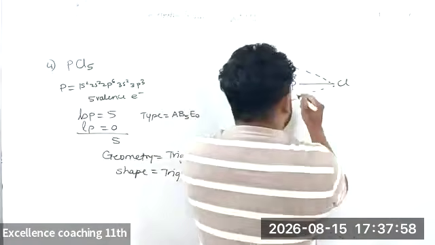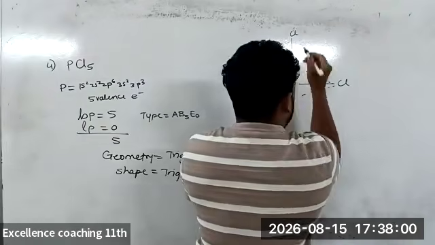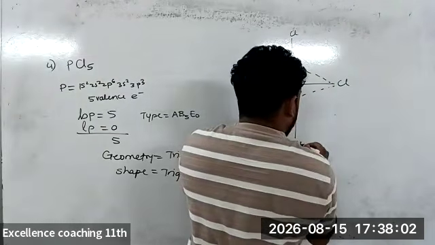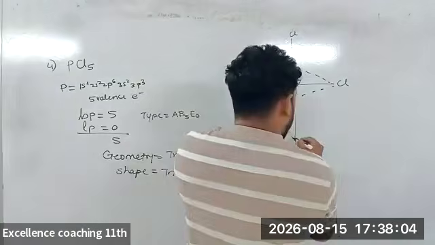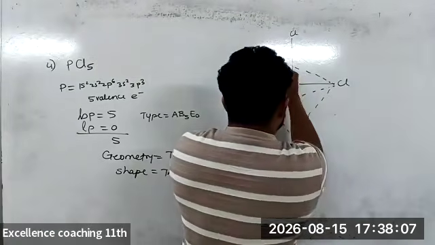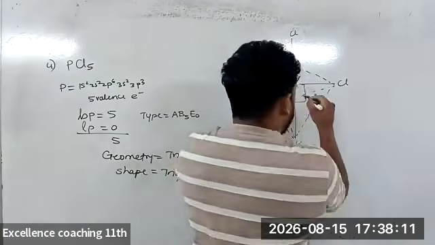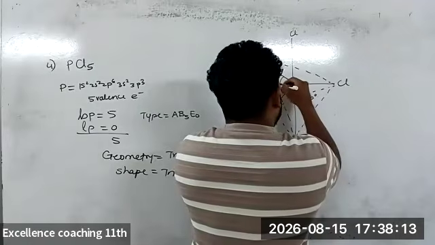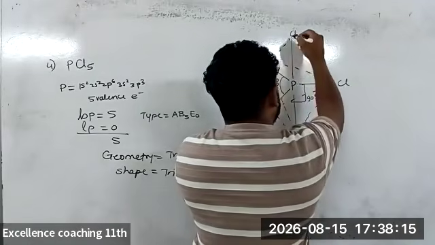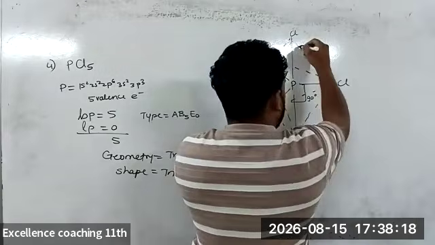Now what comes on top? A chlorine comes, and below it another chlorine comes. Connect the chlorine, so this will be joined here like this. Yes or no? So this angle will be what? 90 degrees. This angle will be what? 120. So this chlorine also will be joined like this.